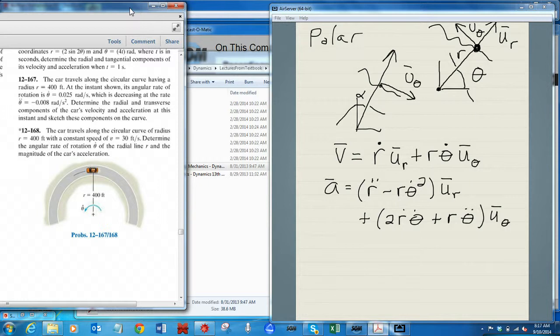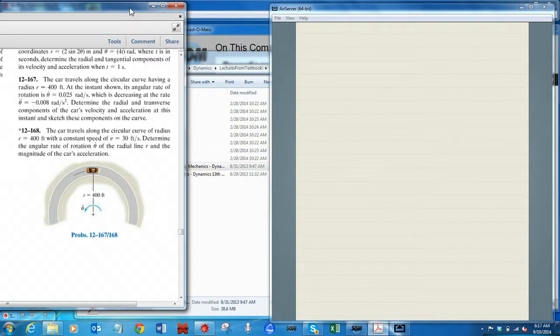Okay, I'm going to skip to a new page. You might want to find these equations in your book, or trust me, I'm going to get them right. Okay, here we go. We're doing problem 167. It says determine the rate of travel of the car's velocity. I've decided it's all theta, so I'm going to write down the equation.